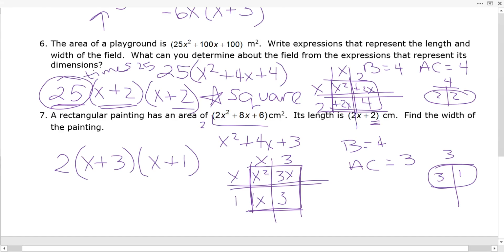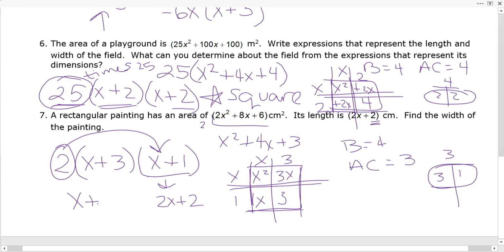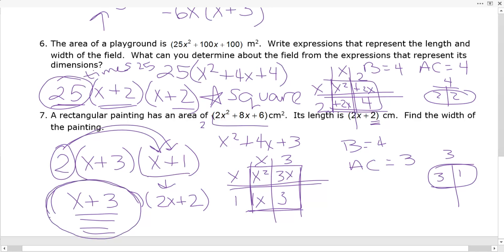So 2x plus 2 is really this, because there's that, gets multiplied in that. So my other length is x plus 3. And I was trying to figure out if I distribute that 2, but I don't. Once I distribute it to one of them, I multiply that times this, and that's going to get me back to where I started. So this is the width of the painting.